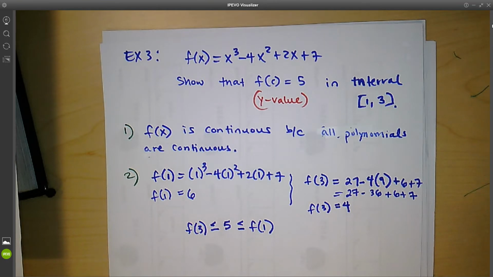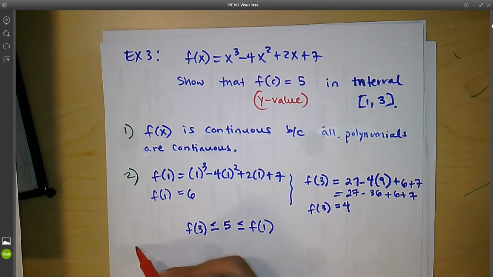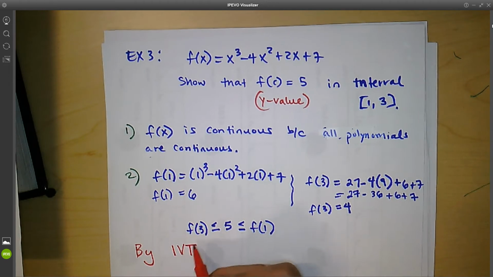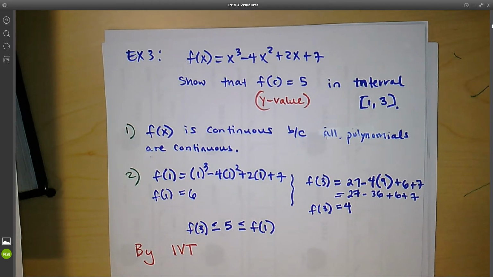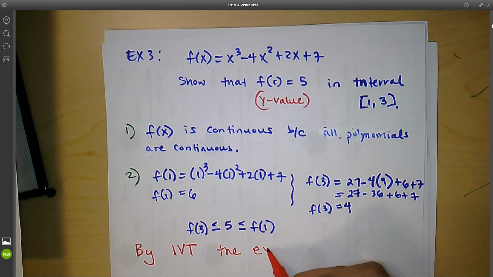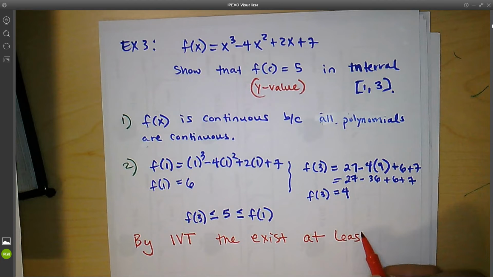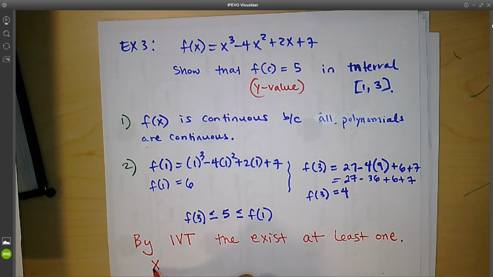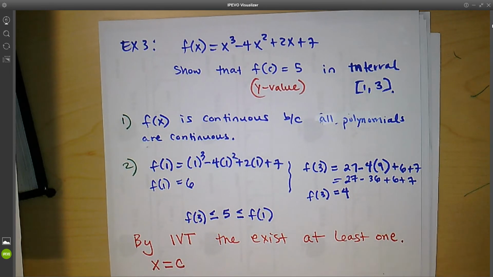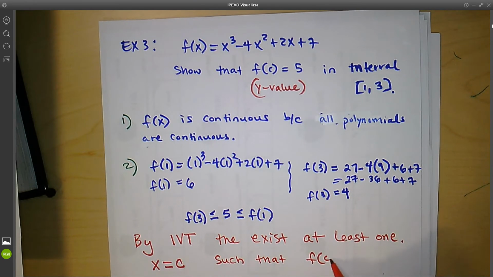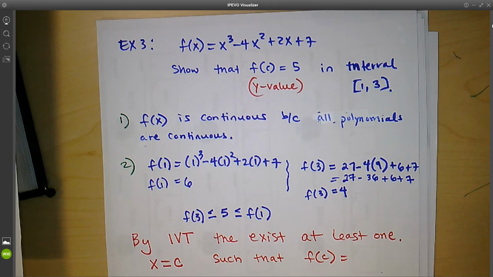Okay, so we'll go back to our notes. We will say by the intermediate value theorem, there exists how many? At least one x equals c value such that when we plug the c value in, what are we looking to get out? A 5. A y value of 5.